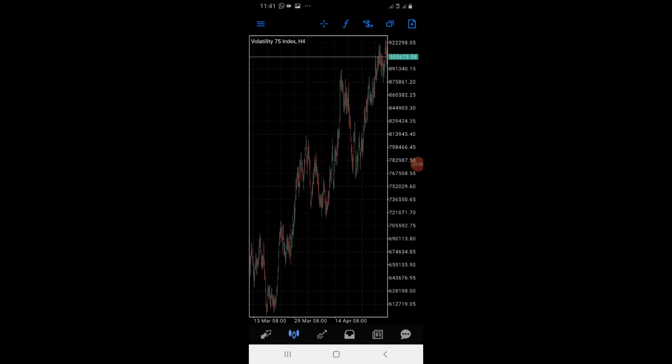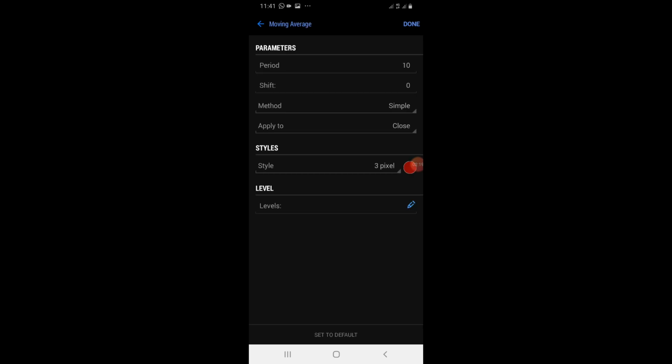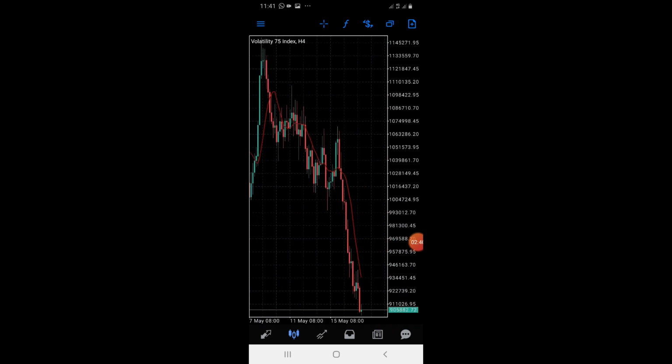So you're going to need 3 indicators for this strategy. The first one we're going to install is obvious, our very much famous moving average. We have a moving average with a period of 10. The shift will be 0, and then the method will be simple: apply to close. The pixels, you can choose the ones that suit you, but I prefer 3 pixels for now, and the color is red. So I'm going to click done, and as you can see, I now have a moving average which is red in color on my charts.